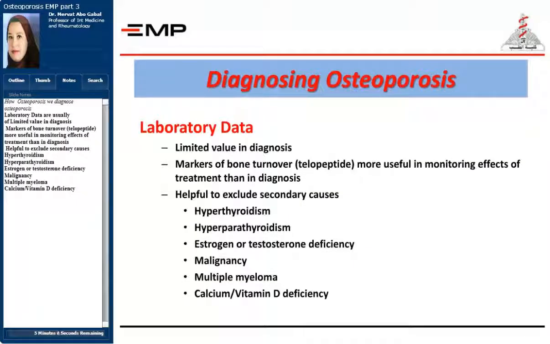How we diagnose osteoporosis. Laboratory data are usually of limited value in diagnosis. Markers of bone turnover are more useful in monitoring effects of treatment than in diagnosis. Also, laboratory data are helpful to exclude secondary causes like hyperthyroidism, hyperparathyroidism, estrogen or testosterone deficiency, malignancy, and others.